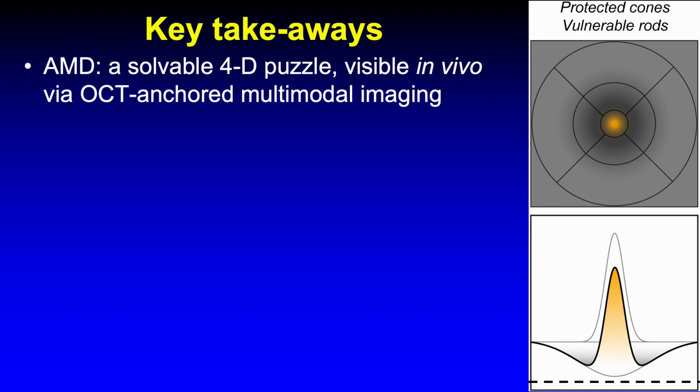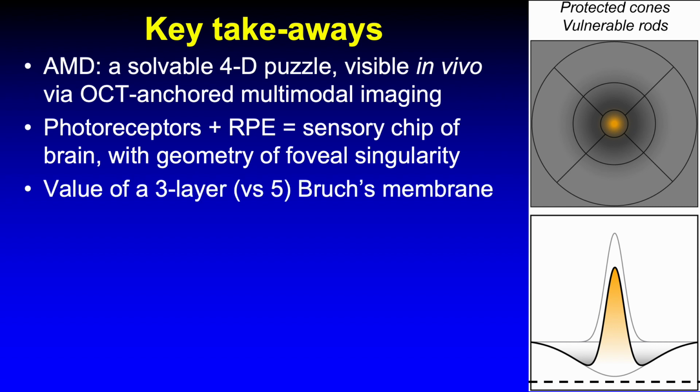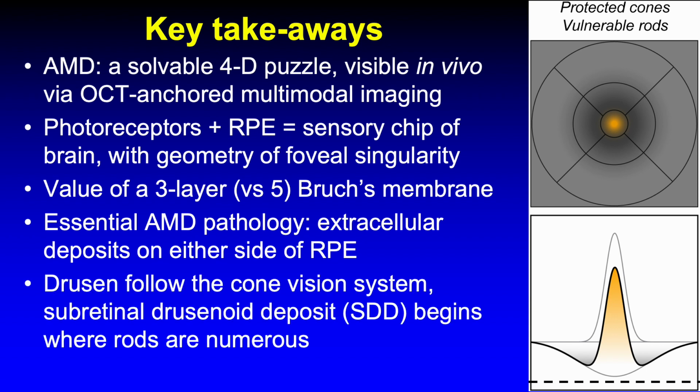My takeaways for the 4 tutorials are these. AMD is a solvable 4-dimensional puzzle, visible in vivo via OCT-anchored multimodal imaging. The photoreceptors and RPE together are a sensory chip of the brain, including the geometry of the foveal singularity. We discussed the value of a 3-layer versus a 5-layer Brooks membrane, and that the essential AMD pathology is extracellular deposits on either side of the RPE.